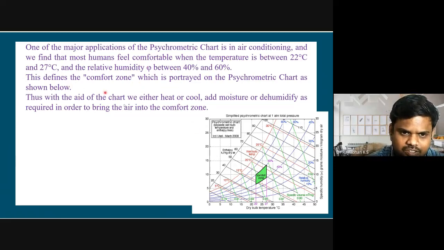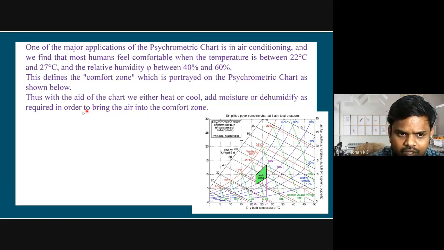So this is the definition of comfort zone, which is portrayed in the psychrometric chart as shown below. This green zone is called comfort zone. So with the aid of this chart, if two parameters of a given condition or point are known, we can solve numericals on how to bring it down to comfort zone. Either we may have to do humidification or heating, or we may have to do cooling and dehumidification.